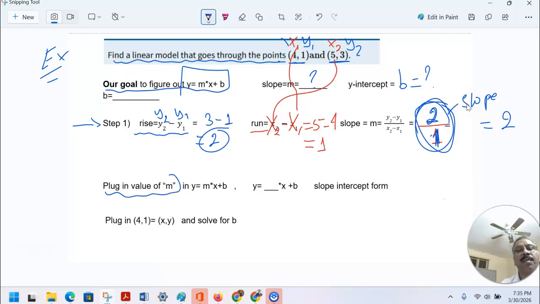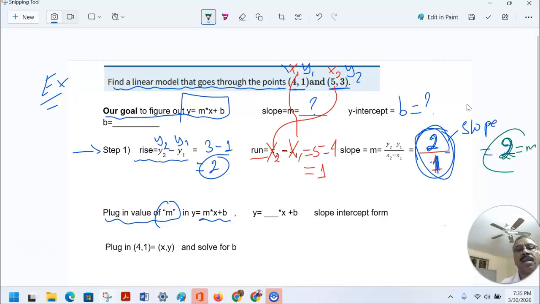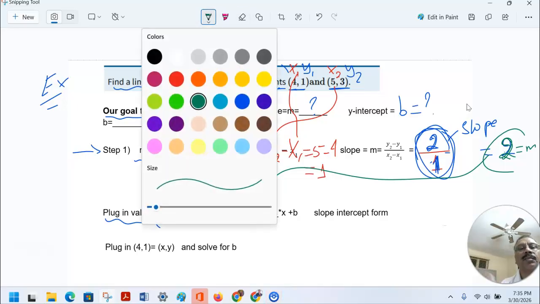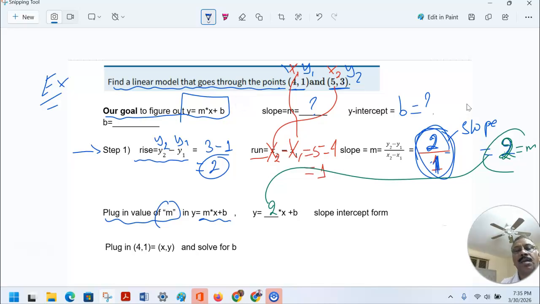Plug in the value of m in this equation. You can see the slope is 2. Let me use the slope as 2 here, the green color 2. So this is the m, right? This is the m, so that goes right here, which is 2. And the b, what is the y? Now we need to know what b is. How do we figure that out?